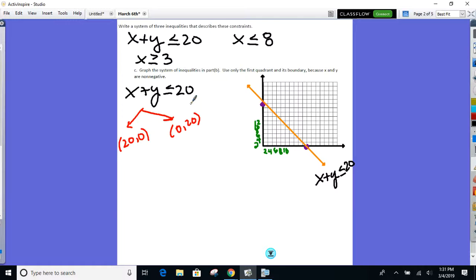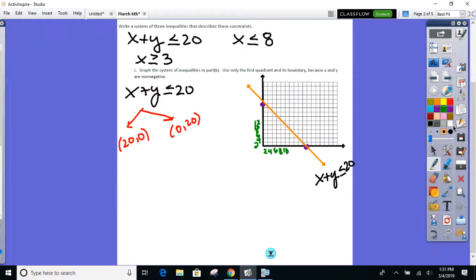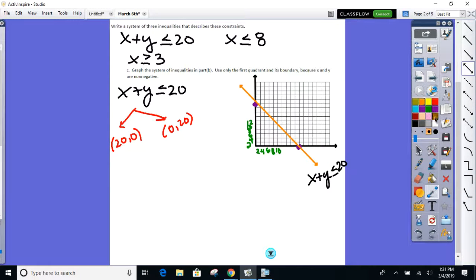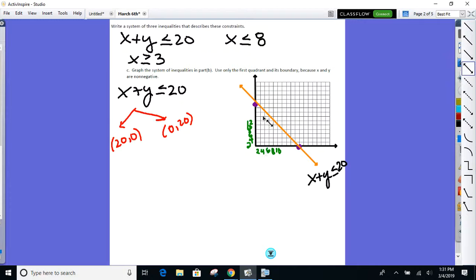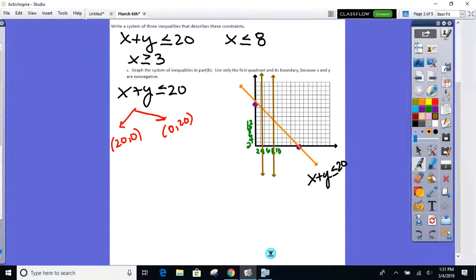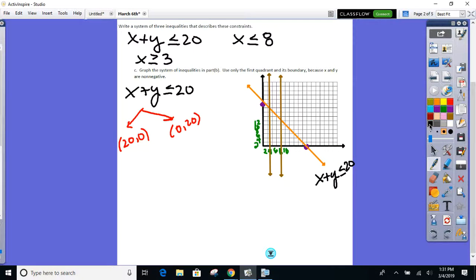X greater than 3. Horizontal, vertical? X is vertical. So everyone go ahead, vertical through 3. Halfway in between, and a vertical at 8, right? Am I going too fast? Are we all right? X is always a vertical, Y is a horizontal. At least label one of them.